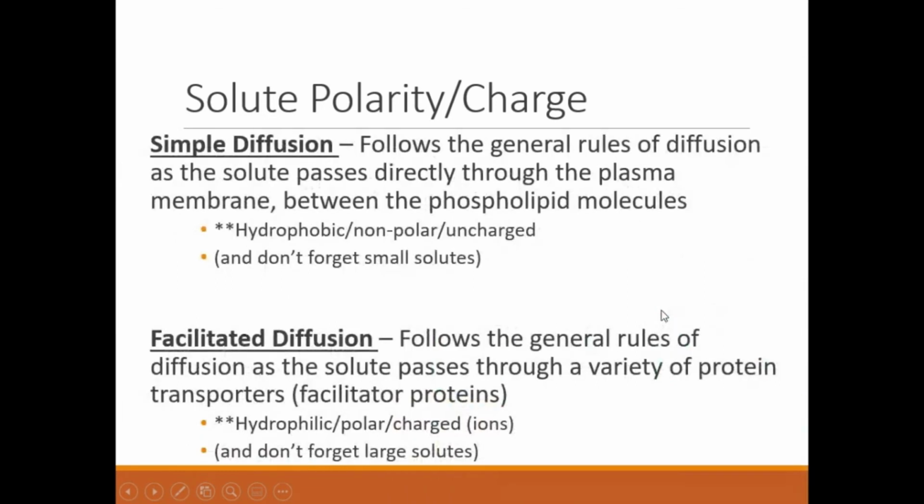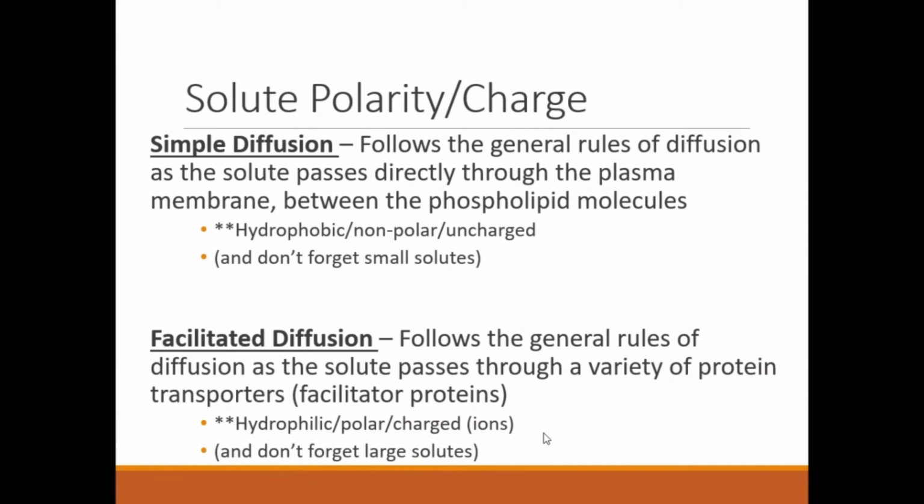So how do we accommodate? Facilitated diffusion. Not only can those protein channels accommodate the larger molecules, but they can also accommodate the very hydrophilic, polar, or charged ions. So now we read off the definitions earlier, but I didn't want you to learn these based on the definitions. I want you to realize why we need two different types. We have two different types of diffusion because we've got a range of solutes that may need to diffuse across the membrane.